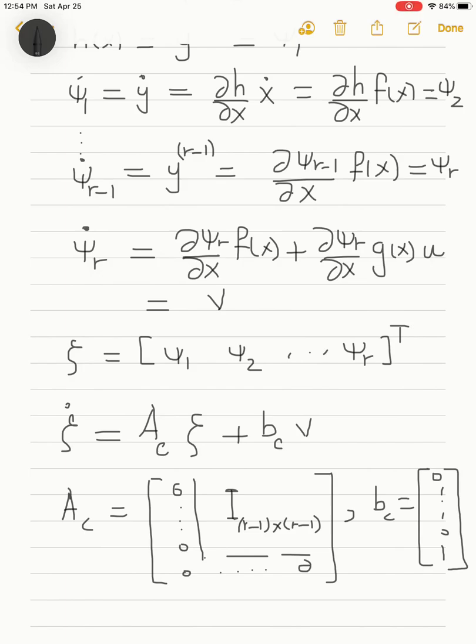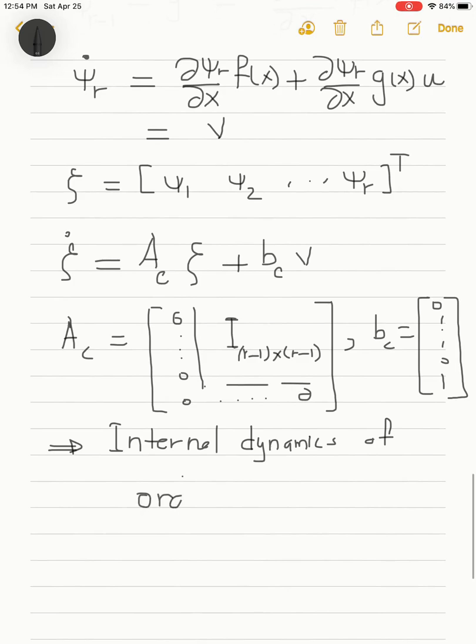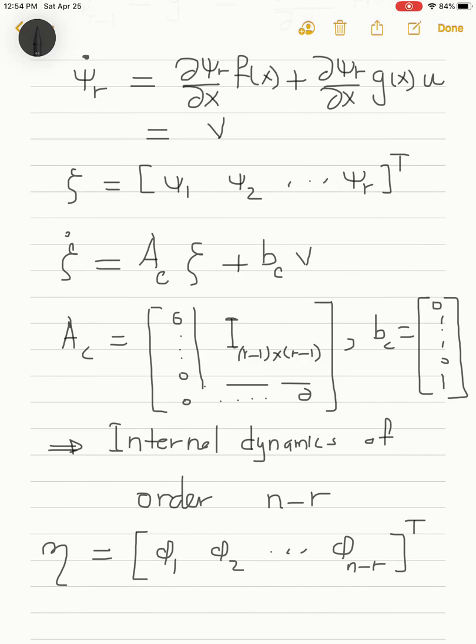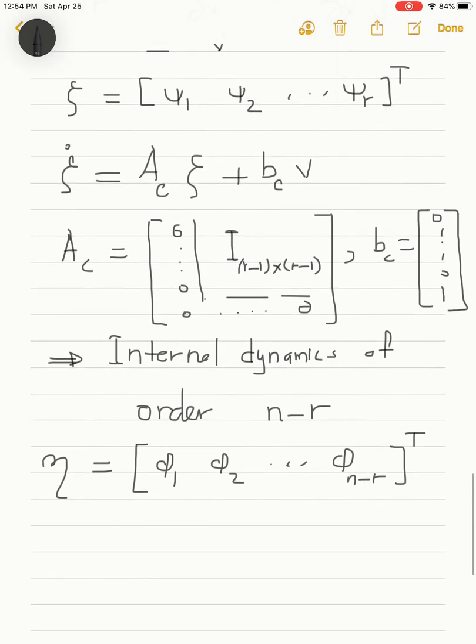Since the system has a relative degree r and that's less than n, that means that we have internal dynamics of order n minus r. So I'm going to define a vector eta, which is composed of n minus r components. I will call these components phi. So phi 1, phi 2 up till phi n minus r. And these components will represent the transformation from the x domain to the new transformed domain, and we will see how to find these expressions.